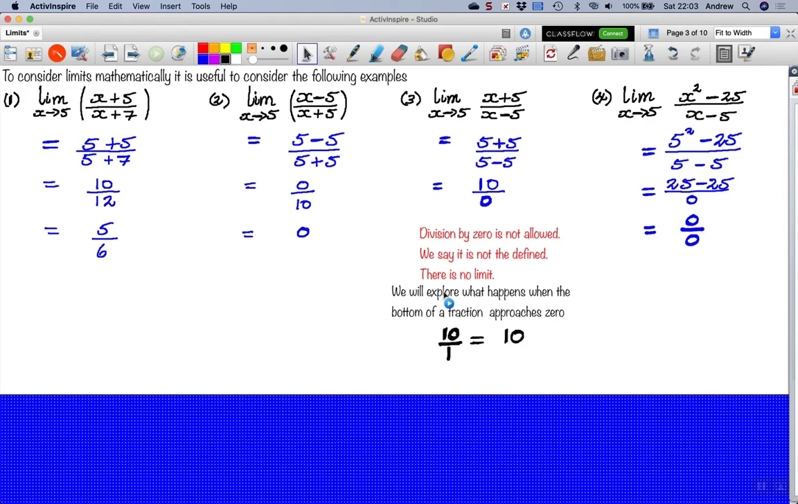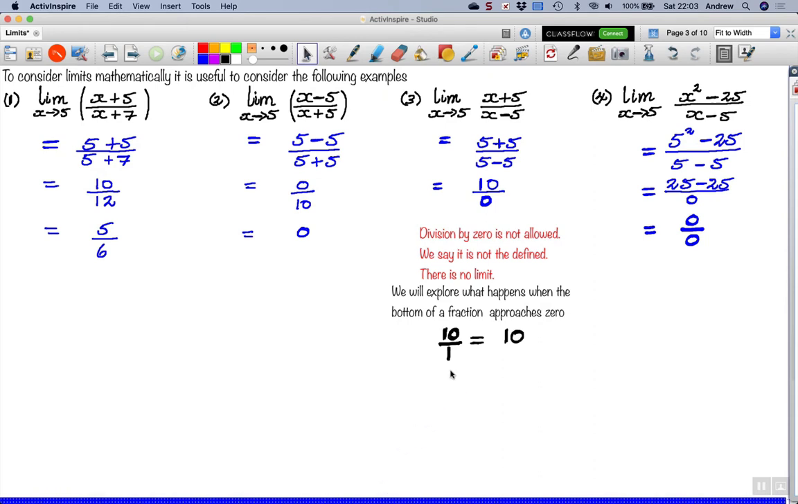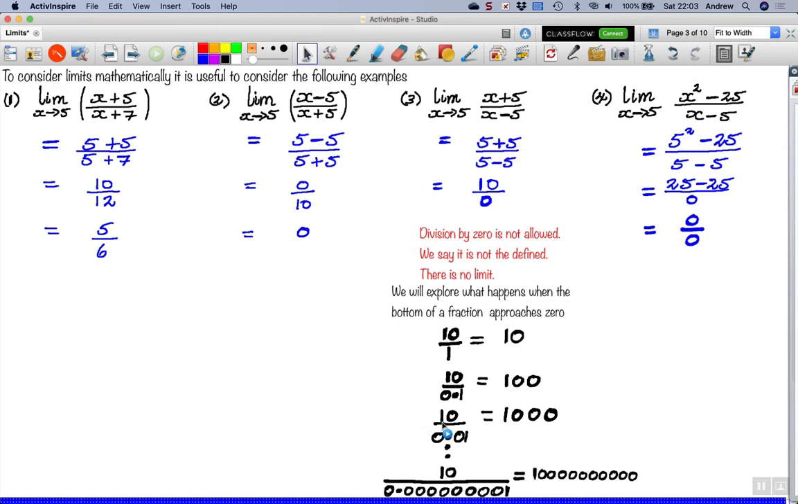Let's have a look. So what we have here is the bottom is 1. Now we're going to look at making the bottom 0.1. What actually happens here is that 10 divided by 0.1 is 100. Moving that on, 10 divided by 0.01 is equal to 1,000. Again, moving it on, we've now got a situation where 10 divided by this incredibly small number gives us an incredibly large number.